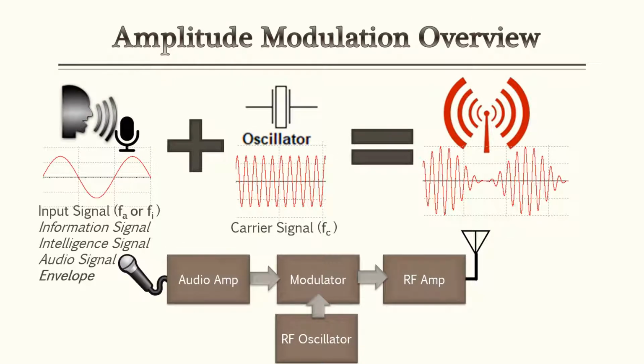For this lesson, we're going to be continuing to talk about amplitude modulation. Now, in the last lesson, we talked about amplitude modulation as far as why it is used and the typical applications it's used for, as well as the terms that overlap. For example, input signal, information signal, intelligent signal, audio signal, and most importantly, envelope. And for this lesson, we're going to go over more detail of how to calculate amplitude modulation.